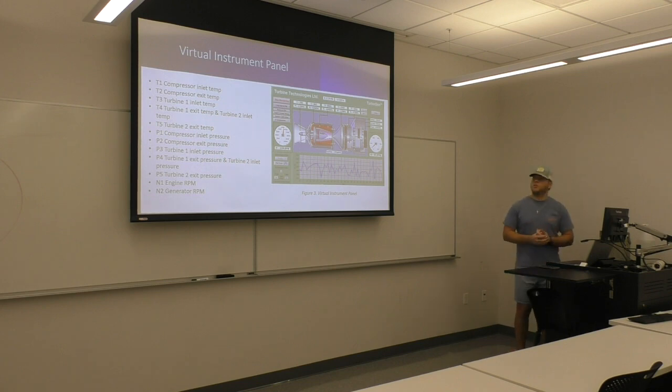So this is what you'll see on your computer, the virtual instrument panel. T's 1 through 5 are your compressor and turbine exit and inlet temperatures. P's 1 through 5 are your compressor and turbine inlet and exit pressures. And then N1 is your engine RPM, and N2 is your generator RPM.